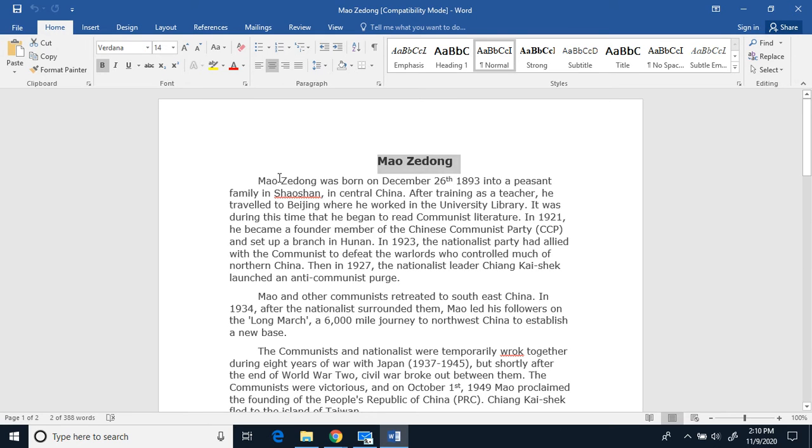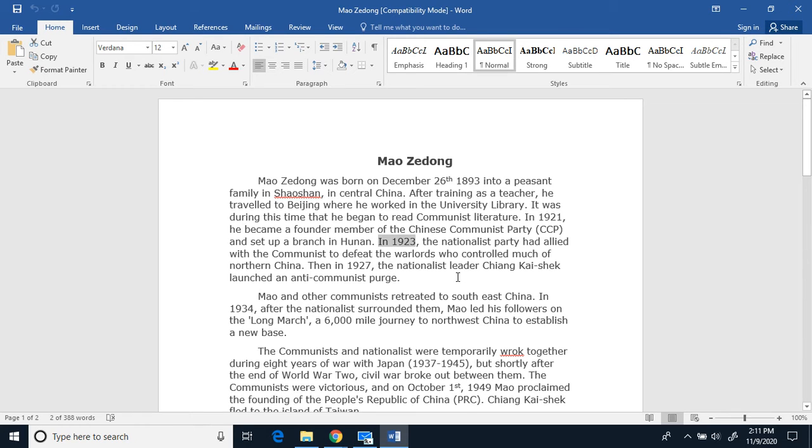Mao Zedong. Mao Zedong was born December 26 of 1893 into a peasant family in Sichuan in central China. After training as a teacher, he traveled to Beijing, where he worked in the university library. It was during this time that he began to read communist literature. In 1921, he became a founding member of the Chinese Communist Party and set up a branch in Hanoi.